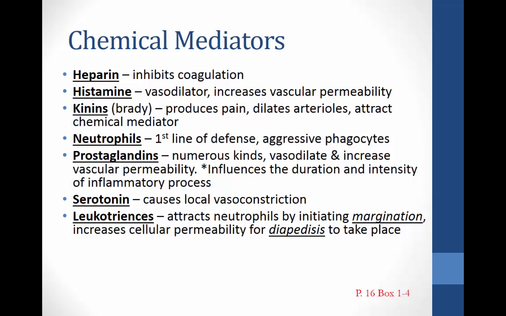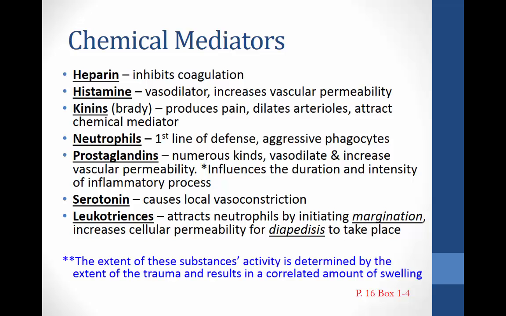Serotonin causes local vasoconstriction. Leukotrienes are fatty acids that cause smooth muscle contraction, increase vascular permeability, and attract neutrophils. They include slow-reacting substances of anaphylaxis, or SRSA. The extent of these substances' activity is determined by the extent of trauma and results in a correlated amount of swelling. I would highly encourage you to understand and know what these chemical mediators do. It's important to understand the inflammatory response and when each of these is active.